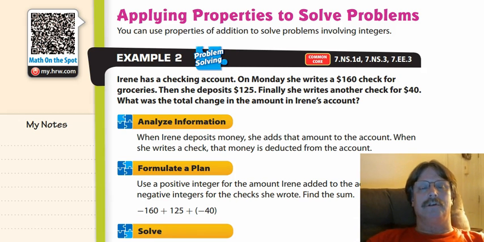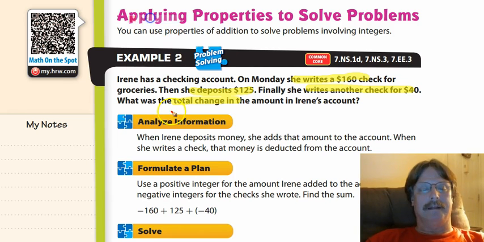The next thing that we're going to do is apply our properties, and we have another example here. It says Irene has a checking account. On Monday she writes a check for $160 to get groceries. Then she deposits $125. And then she writes another check for $40. What is the total change in her account? So we have to take our highlighted information. We're going to write our expression.